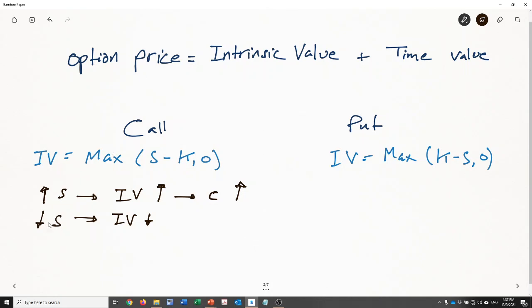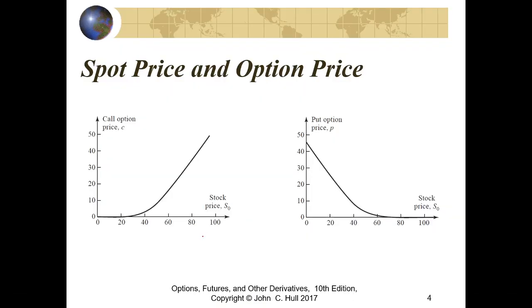If we decrease S, what will happen to this part? It will also become smaller. If it becomes smaller, the intrinsic value will become smaller. And if the intrinsic value became smaller, then the call option price will decrease. So we can conclude that there is a positive relationship between S and the call option price.